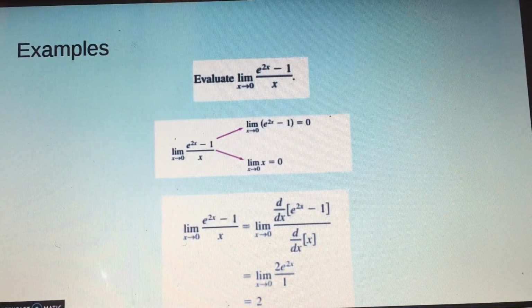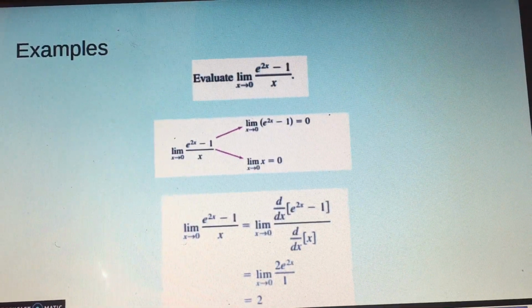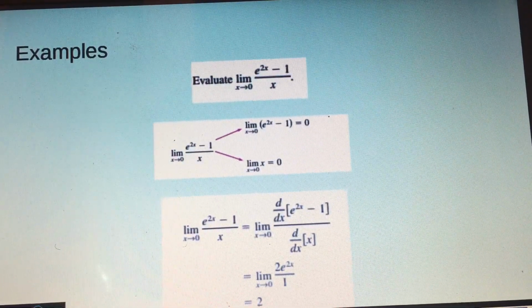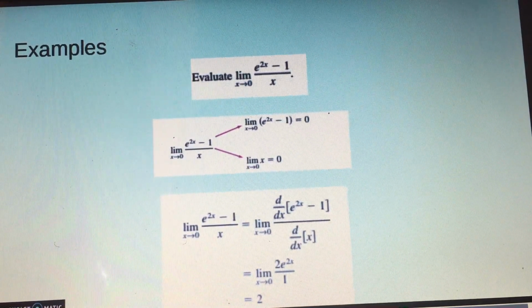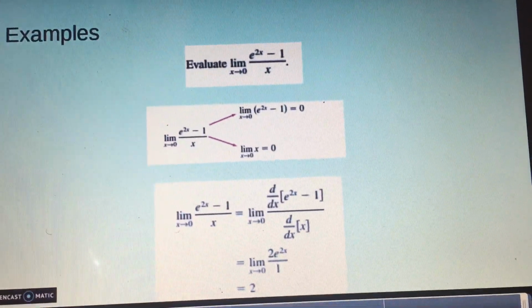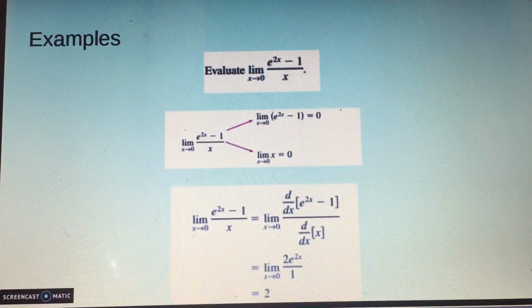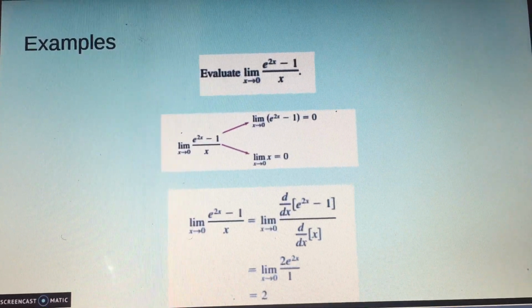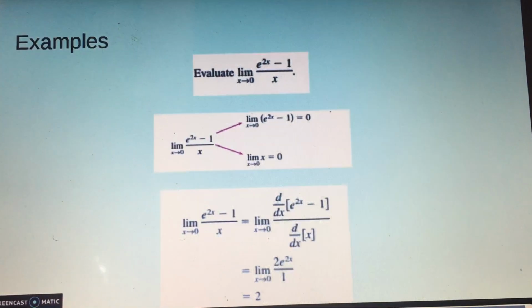To deal with this, we will use L'Hopital's rule, taking the derivative of both the numerator and the denominator, leaving us with 2e to the 2x in the numerator and a 1 in the denominator. So if we evaluate the limit as x approaches 0 of 2e to the 2x over 1, we are given a value of 2.